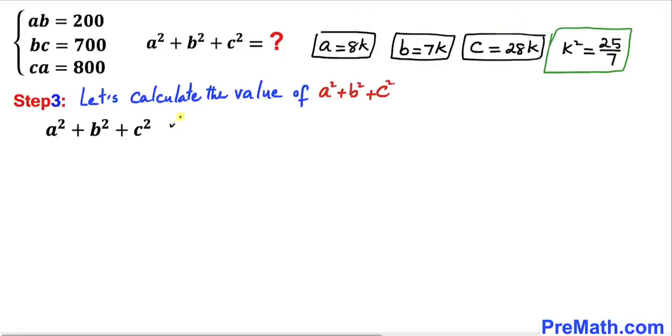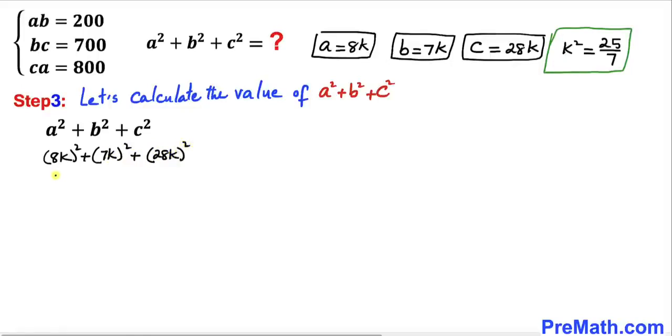And here I have copied down that expression. Let's go ahead and fill in the blanks. So A in our case is 8K, and then I'm going to square it, plus B in our case is 7K, and then I'm going to square it, plus C in our case is 28K, square it as well.